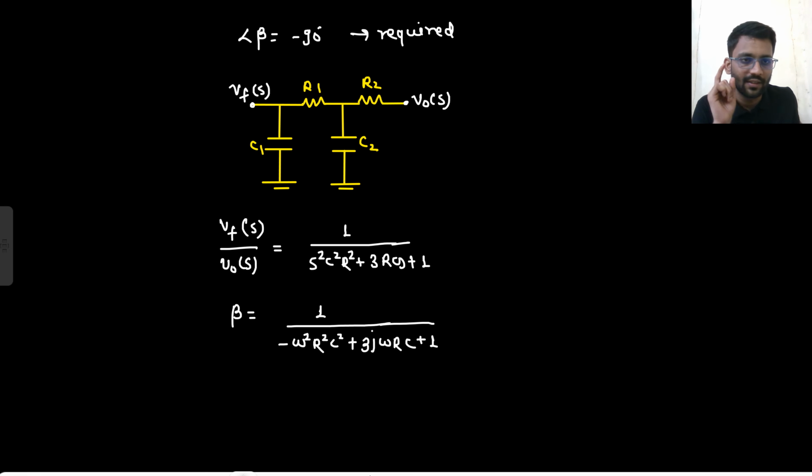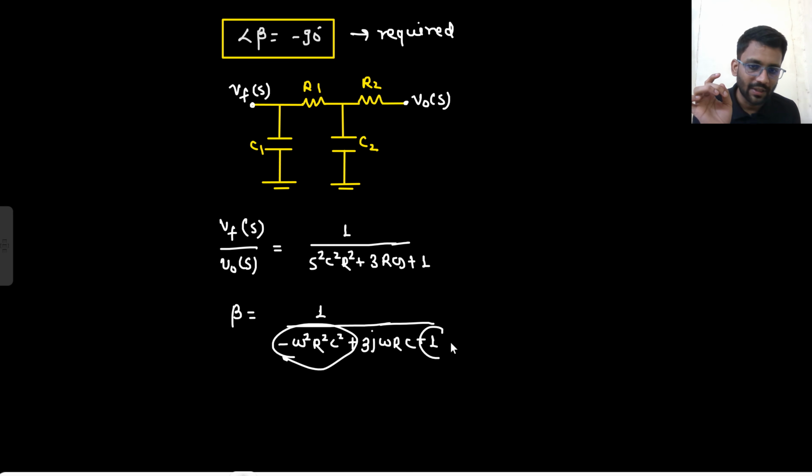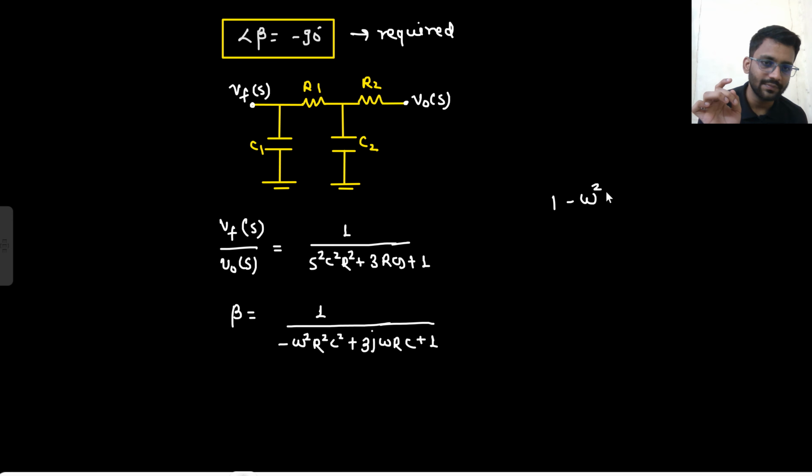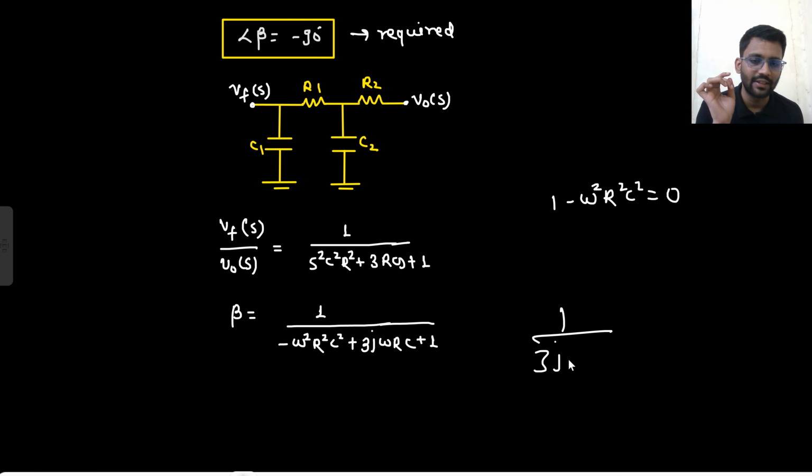90 degree. You need 90 degree phase shift. Sorry, minus 90 degree phase shift. From here, this is your requirement. You need minus 90 degree phase shift. If I put this part, 1 minus omega square R square C square, equal to 0, then what will happen? What you will have? 1 by 3j omega RC. Beta value will be equal to 1 by 3j omega RC.